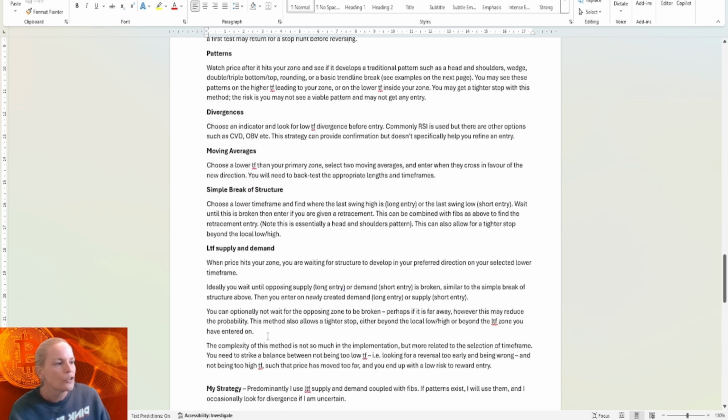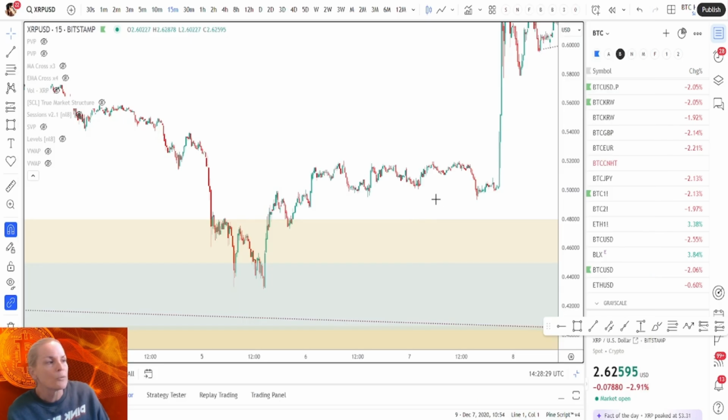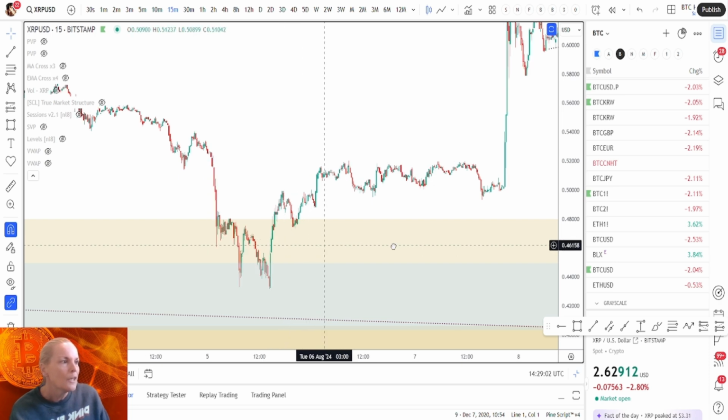So then these final 2 sort of combine. The very basic version would be a simple break of structure entry. So you would choose a lower time frame. You find where the last swing high is if you're looking at a long, or the last swing low for the short. You wait until that's broken and then you enter on a retracement. So you could combine that with the Fibs strategy to improve the Fibs strategy. And as I said, essentially this is a head and shoulders pattern. It gives you an opportunity for a tighter stop as well.